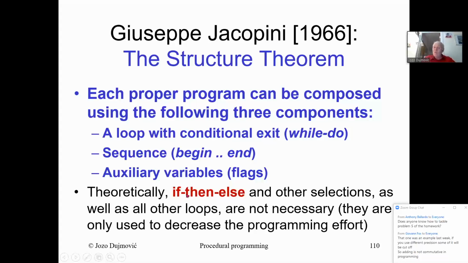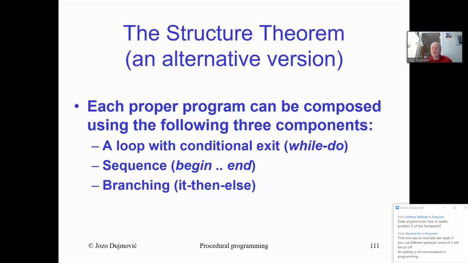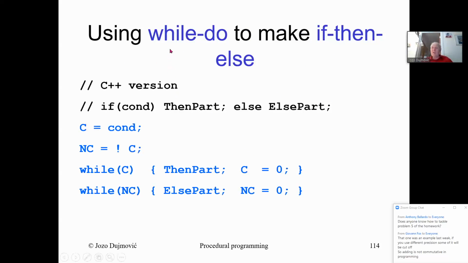But there is no need for if then else, which looks surprising to some people because they think that if then else is something that you cannot live without. But no, you don't need it. The only thing that is necessary is the while loop. So let us see how this works and how to make, therefore, the if then else with while loop. Because if you don't need if then else, that means that it is possible to make if then else with while loop. So here is how to do it.